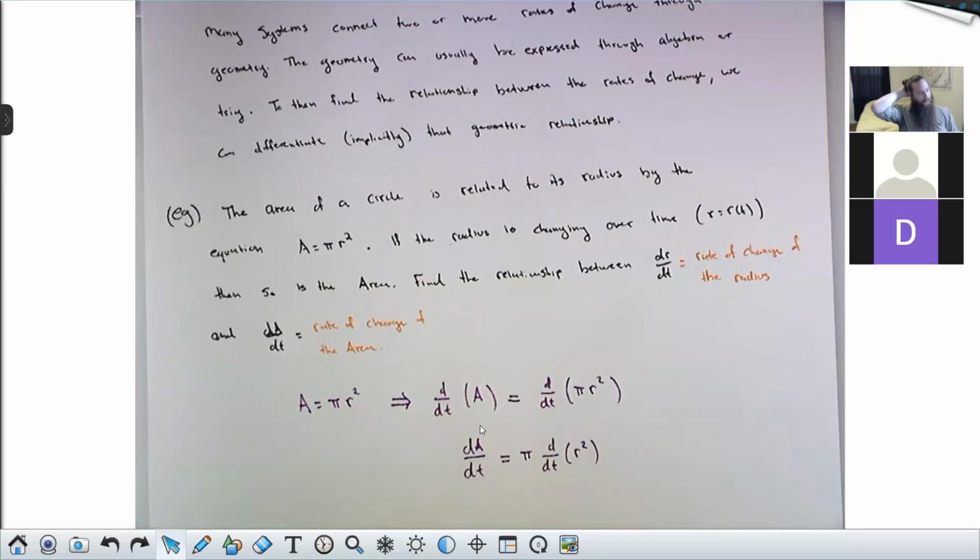And the trick here is to remember that I'm differentiating implicitly, right? We're differentiating not with respect to r. If this was d/dr, the differential operator d/dr, then the derivative d/dr of r squared would be 2r. But remember, r is secretly a function of time.